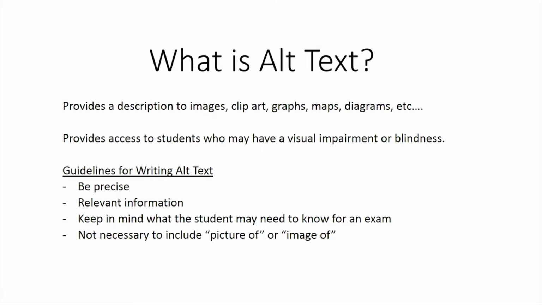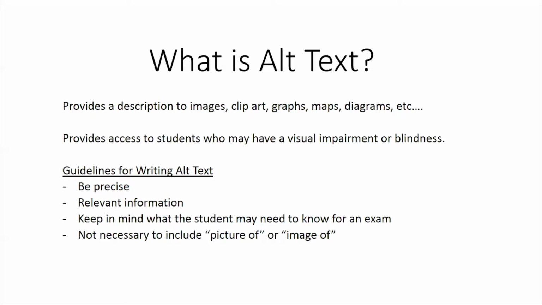One thing to keep in mind is thinking about what the student would need to know for a test over that content. You don't need to include words like image of or picture of, as the screen reader will already know this information. At times, you may not need to include alt text if an image is only used for decoration for a sighted person to enhance the layout of the site. In this case, no alt text description is needed.